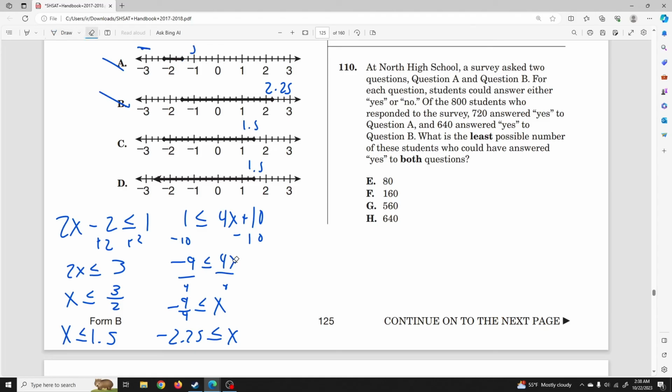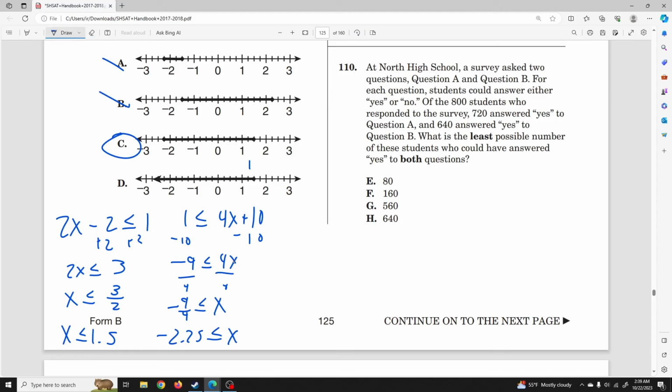Here, because we solved for x, we know that x has to be 1.5 or smaller. These show that, right? So now we just have to match up the other part, which says that x has to be greater than negative 2.25, and that's just going to be choice C, right? This shows that x has to be greater than 2.25, so it can't go any lower than 2.25.